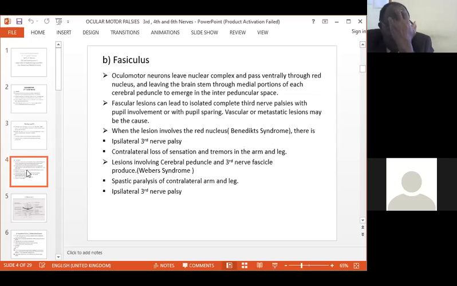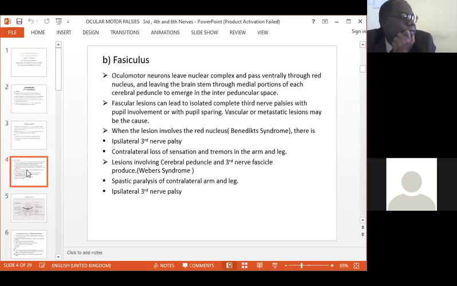When we talk of fascicles in neurology, you've got the nucleus, then you've got these fibers. Before they come out, there's a bundle within the brainstem which is moving. That's what they are referring to as a fasciculus. Oculomotor neurons leave the nuclear complex and pass ventrally.